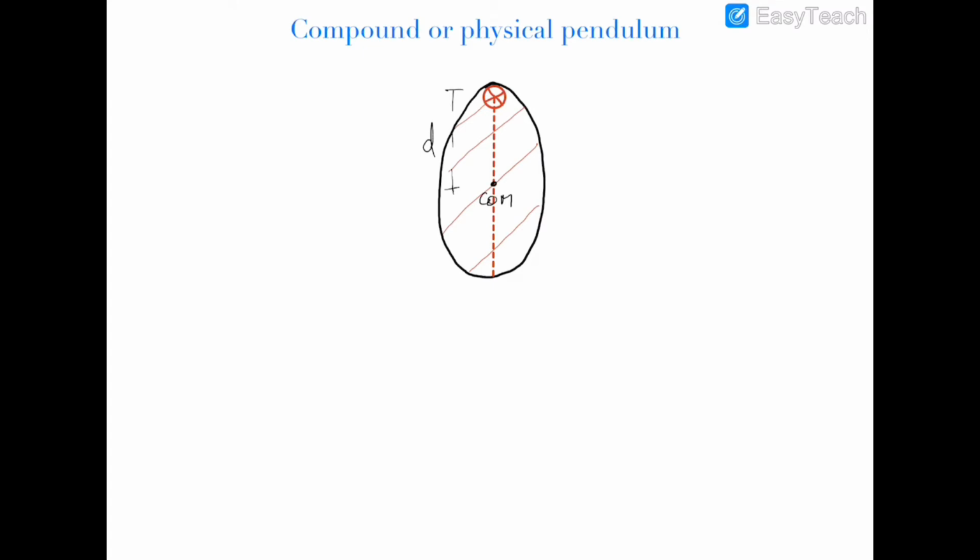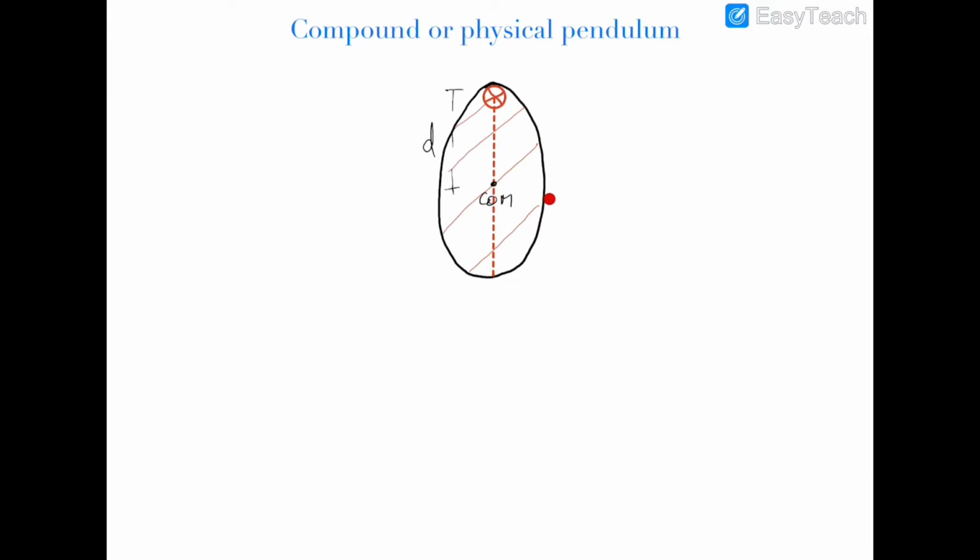In this video, we are going to discuss the time period of a compound pendulum, or we can say physical pendulum. A physical pendulum or compound pendulum can be any object which is hinged from any point and is oscillating freely. This is an arbitrary shaped object which is hinged from this point in such a way that the hinge point is at a distance of d from the center of mass.